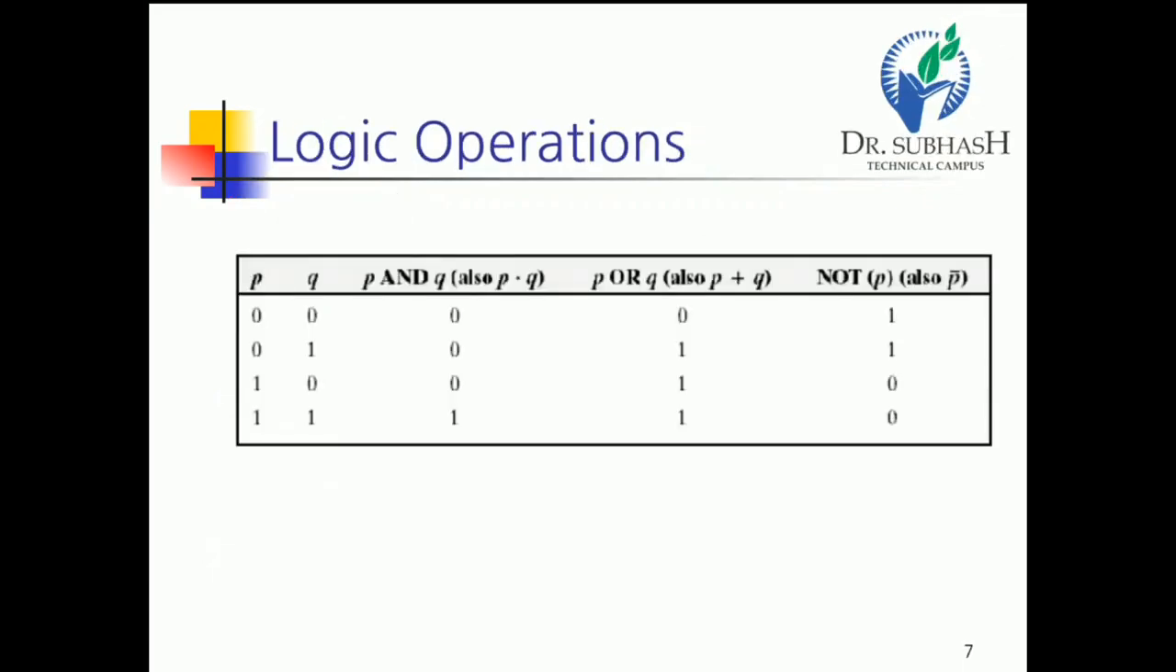So now we can use the basic logic or digital logic operations in morphological image processing. There are 3 basic operations of digital logic. One is the AND operation, the second one is the OR operation, and the third one is the NOT operation, right? This is the result of the NOT operation, this is the result of the OR operation, and this is the result of the AND operation.